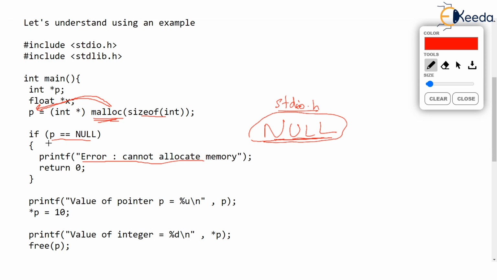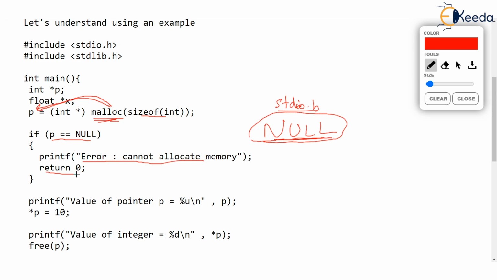Basically, it is the responsibility of the programmer that whenever he or she calls malloc, they should always check whether the allocation was done or not. And if the allocation was not done, they should print the error. And come on, you tell me, if there is insufficient memory, if memory is full, then what's the point in continuing main? What's the point in continuing the program? So we can halt the program.